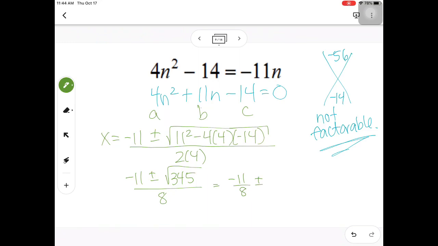And the way you would do that is to write it like this, by just breaking that 8 into both of them. You'll notice this doesn't simplify. 11 over 8 has nothing in common, and neither does the root 345 over 8. So this is my final answer.